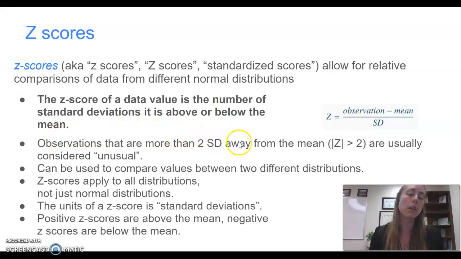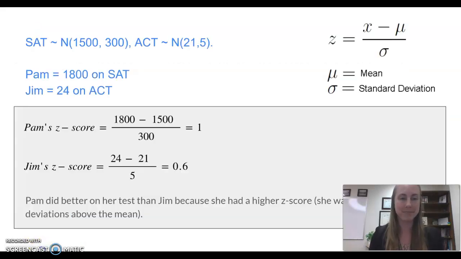Observations that go more than 2 standard deviations away from the mean, meaning their z-score is either above 2 or their z-score is less than -2, so outside of 2 standard deviations away from the mean, are considered unusual. Z-scores can be used to compare values from 2 different distributions, like we're going to see with Pam and Jim. Z-scores apply to all distributions, not just normal distributions, though that's the context that you're going to see the most frequently and first. The units of the z-score are standard deviation, so it's counting how many standard deviations away from the mean. Positive z-scores are above the mean, negative z-scores are below the mean.